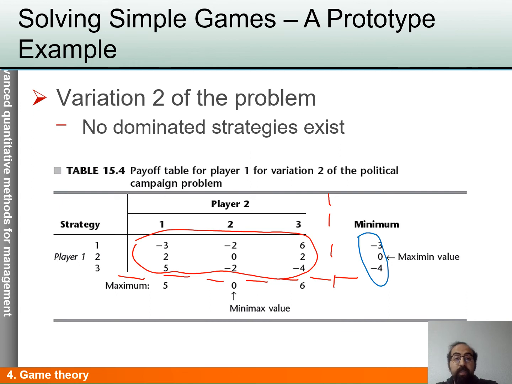And between 5, -2 and -4, -4 is the minimum element. But from the point of view of player 2, the same happens here because it's the different side of the table, as we talked. We are talking here, we want to minimize the losses, okay?